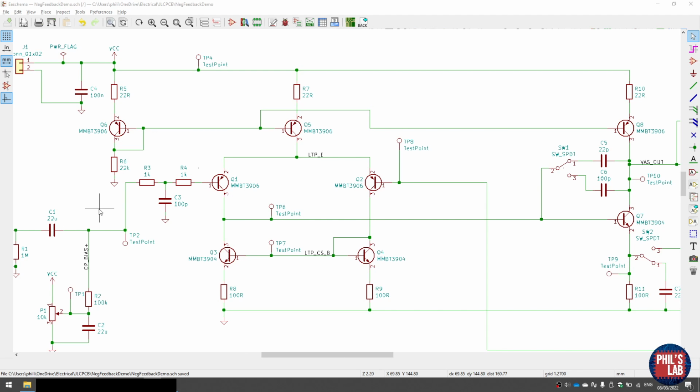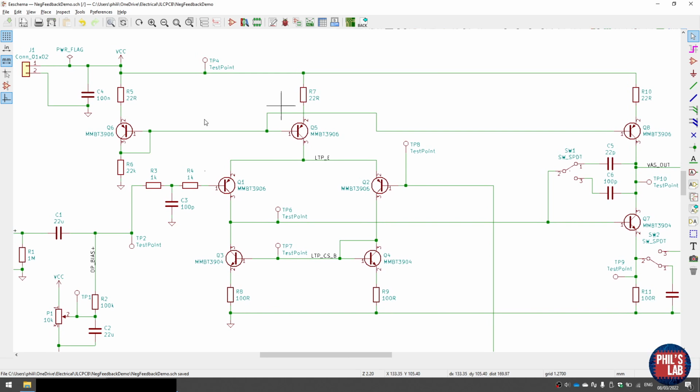Now going over briefly to KiCad, here I have the schematic of the final design, and this is a bit more complicated than what you saw just now, but in essence, it's the same thing. We have some sort of current source at the top here, we have our differential bipolar pair, and we have a current sink.